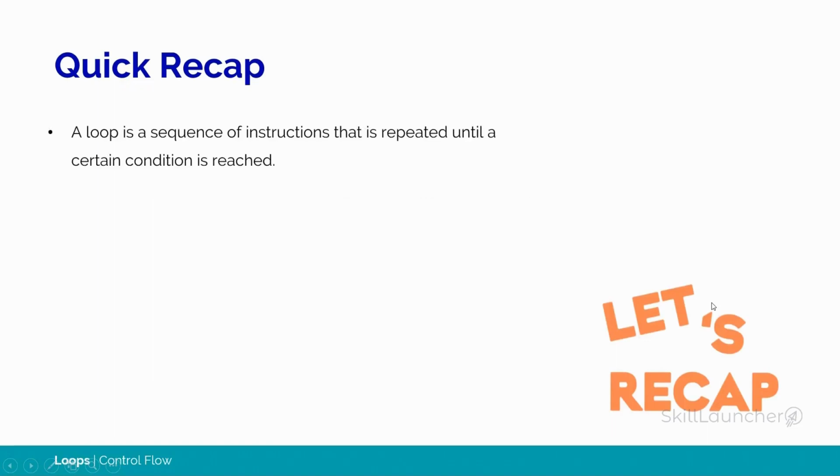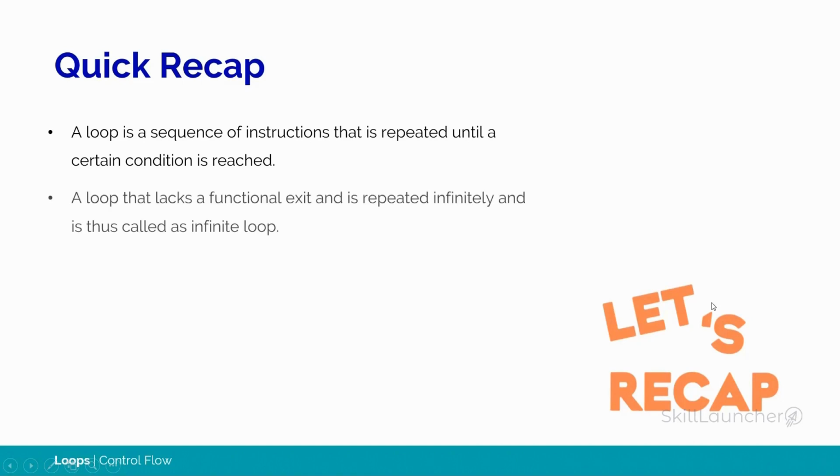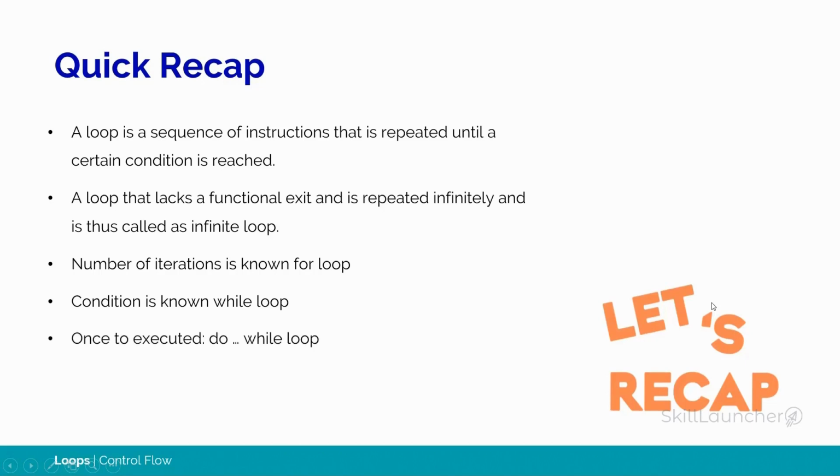Let's have a quick recap for loops. A loop is a sequence of instructions that is repeated until a certain condition is reached. A loop that lacks a functional exit and is repeated infinitely is thus called an infinite loop or an endless loop. If we know the exact number of iterations, use for loop. If we do not know the exact number of iterations but the condition is known, use while loop. Whereas, if the loop has to be executed at least once, use do while loop.